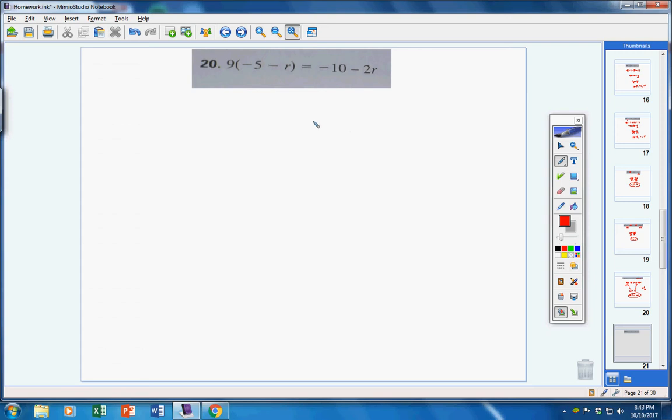First, simplify both sides. The right side cannot be simplified. We have a constant term and an R term. Over here, take your 9, multiply it through. Positive 9, negative 5, negative 45. Positive 9, negative R, negative 9R. Next, eliminate fractions. Next, variable terms on one side, constant terms on the other. And we're left with negative 35 equals positive 7R.